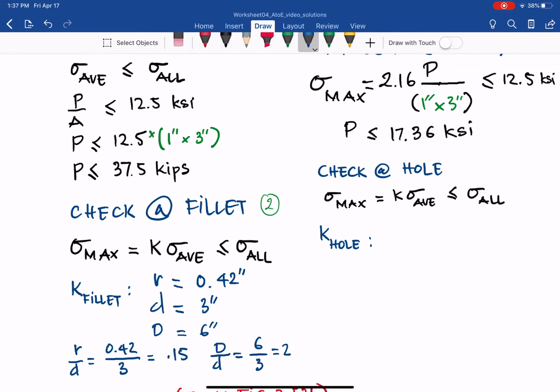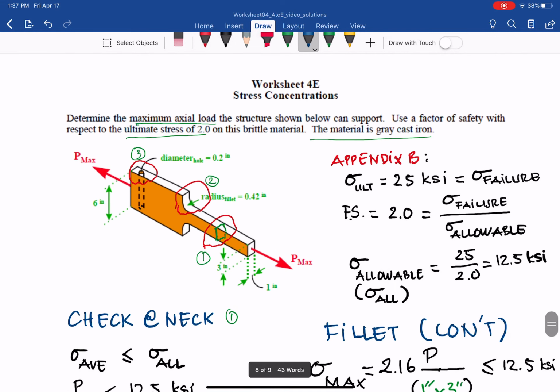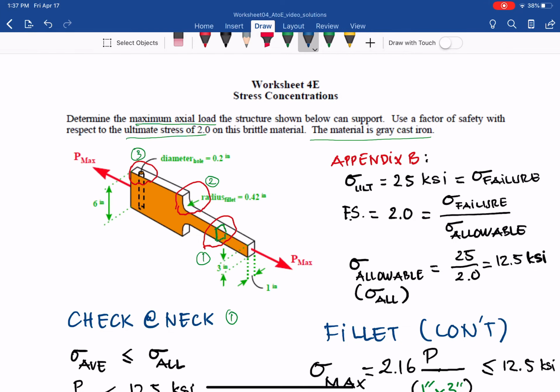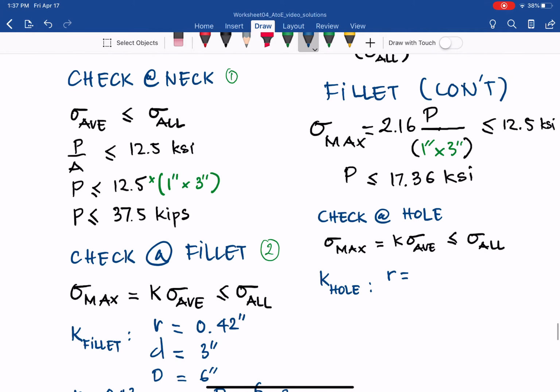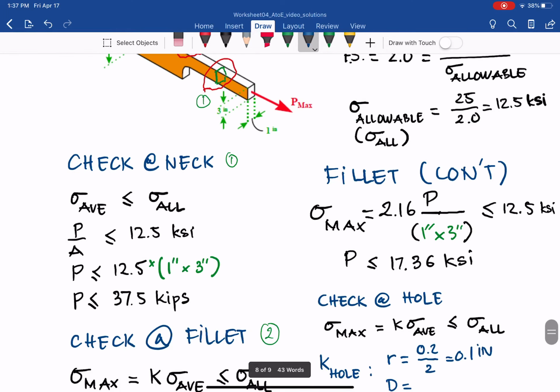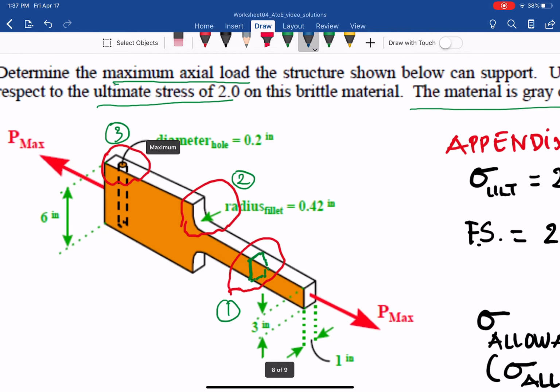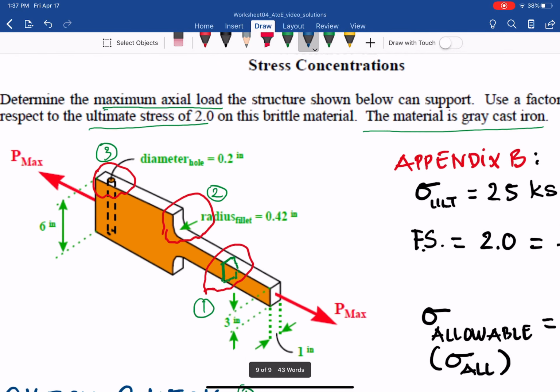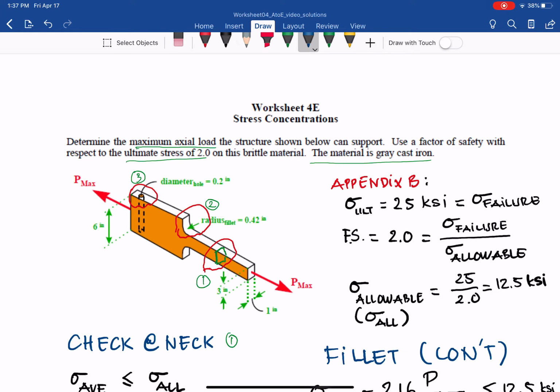What do we need to find out? First, we need to have the radius of the hole. In this case, the diameter is 0.2 inch. So the radius is 0.2 divided by 2, equal to 0.1 inch. And then the D here, as you can see, go to the thickness, not the width. So that D here equal to 1 inch. Because they cut the hole on this section.